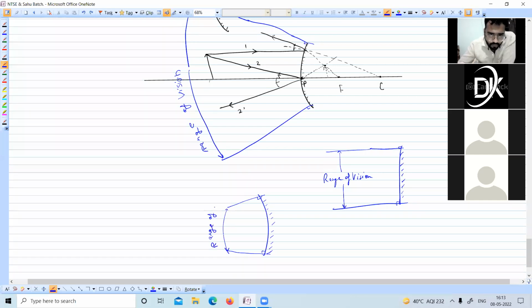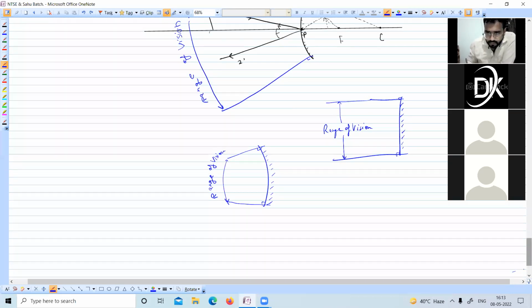Yes, sir. Why can we not use any one of them in any of the examples? The reason is this only. So convex is also now clear. Now let us move to the next part.